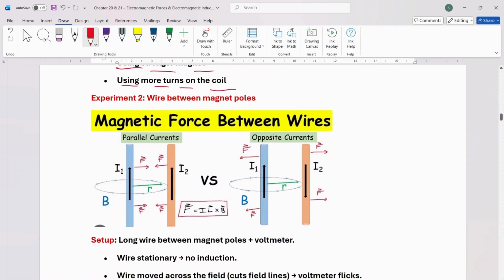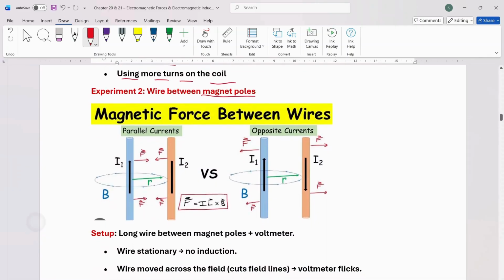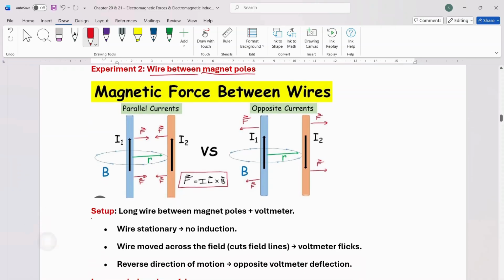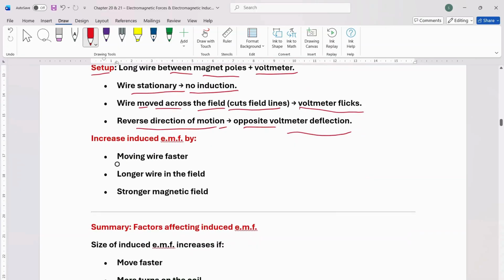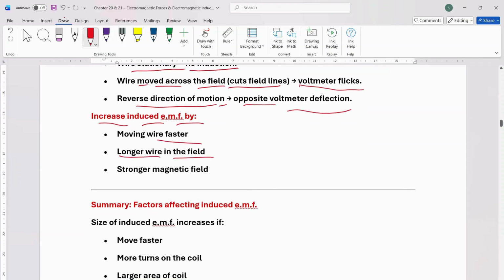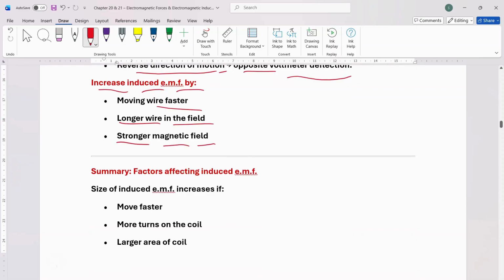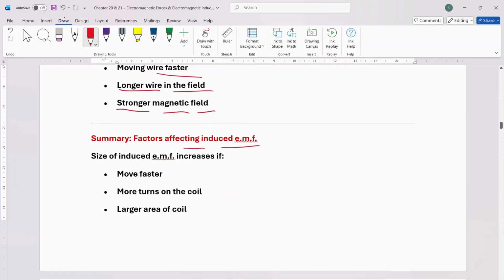Experiment number 2, wires between magnet poles. So we have a setup here. A long wire between magnet poles and a voltmeter. Wire stationary, no induction. Wire moved across the field cuts field lines, so the voltmeter flicks. Reverse the direction of motion, opposite voltmeter deflection. Increase induced EMF by moving the wire faster, using a longer wire in the field, or a stronger magnetic field. Summary: factors affecting induced EMF.